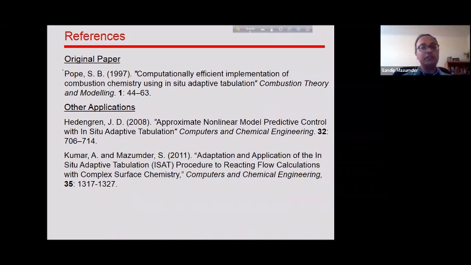This is the original reference of the paper that I mentioned by Professor Pope. The method has been used extensively since then, not only for computational combustion applications, where of course there are many, many papers on ISAT, but even in other areas. So this is a paper where it has, for example, been used in control engineering. And here's a paper by one of my graduate students that uses it for surface chemistry rather than gas phase homogeneous chemistry, for which the original paper was developed.